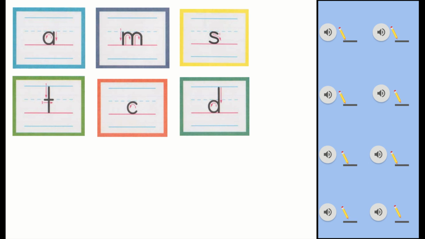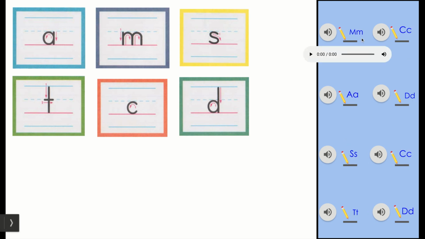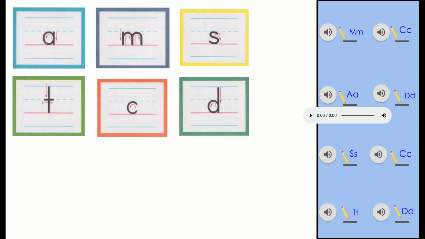Now let's check to see how you did. For the first sound, you should have written the letter M. The second sound, K, is made by a C. The third sound, A, the letter A. The fourth sound, D, by the letter D. The fifth sound, S, is represented by the letter S. The next sound, K, is the letter C. T is T. And the last one, D, is D.